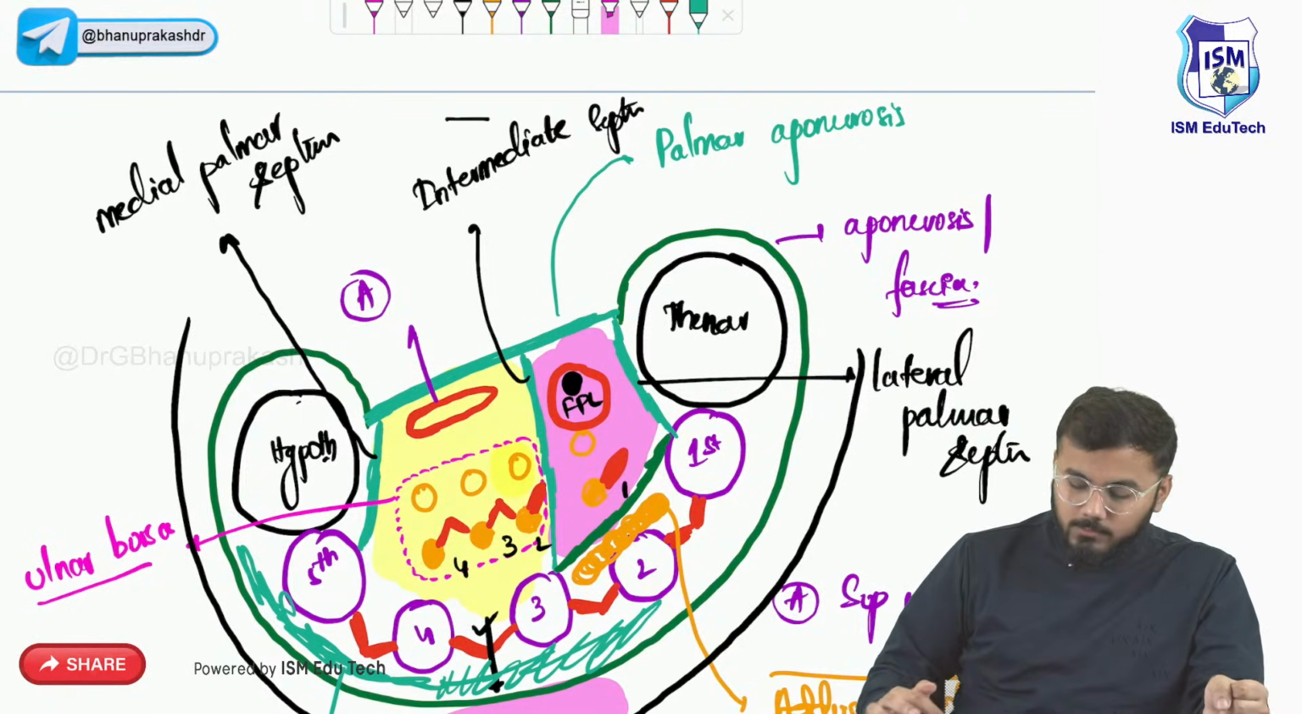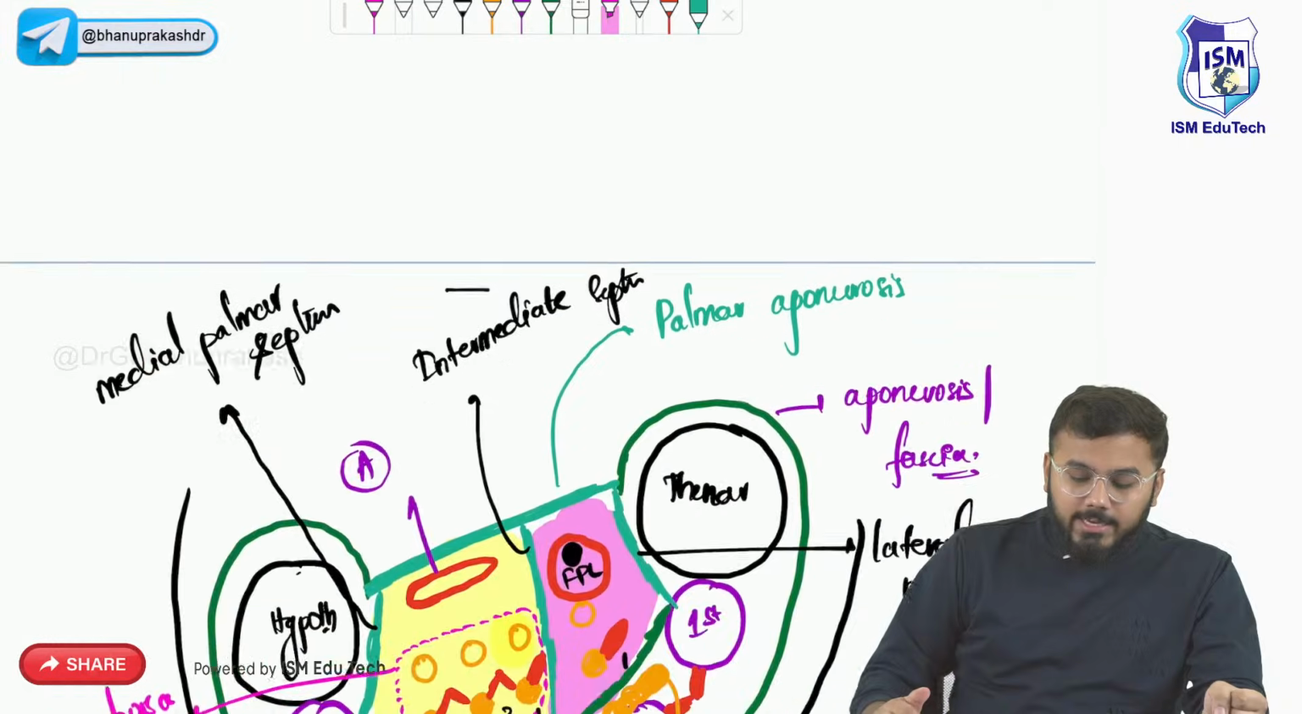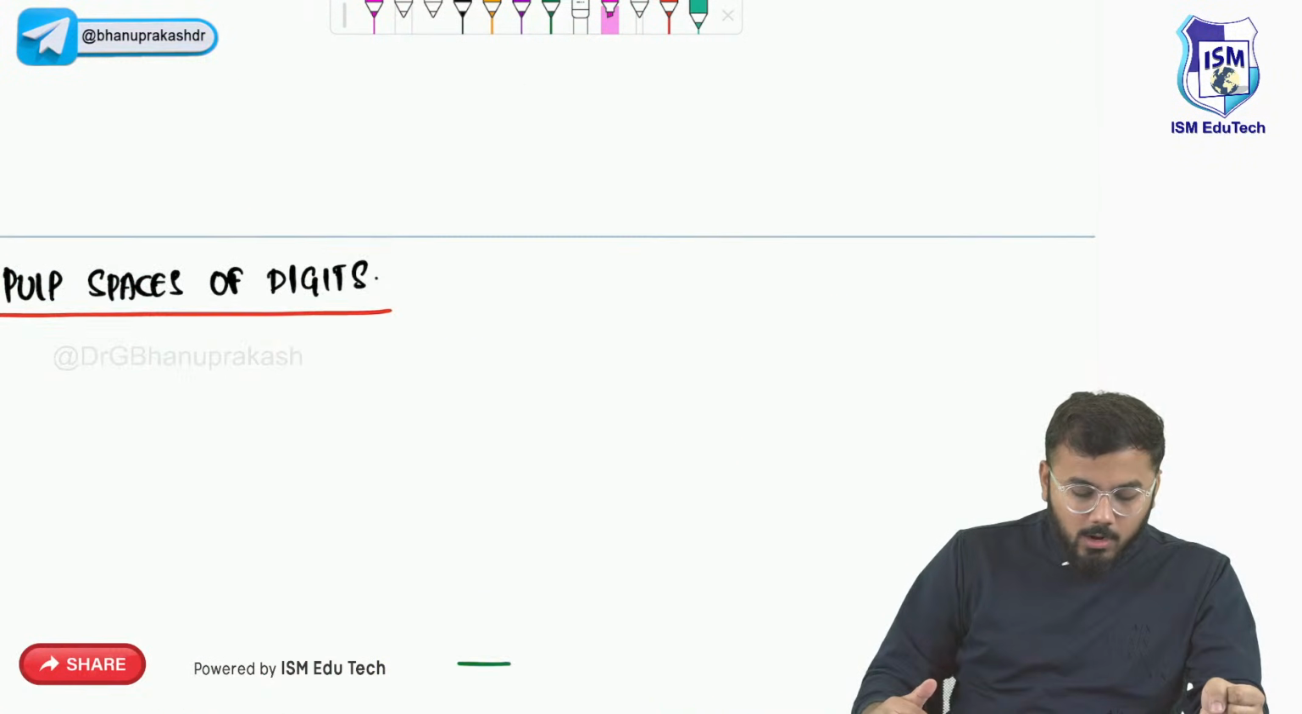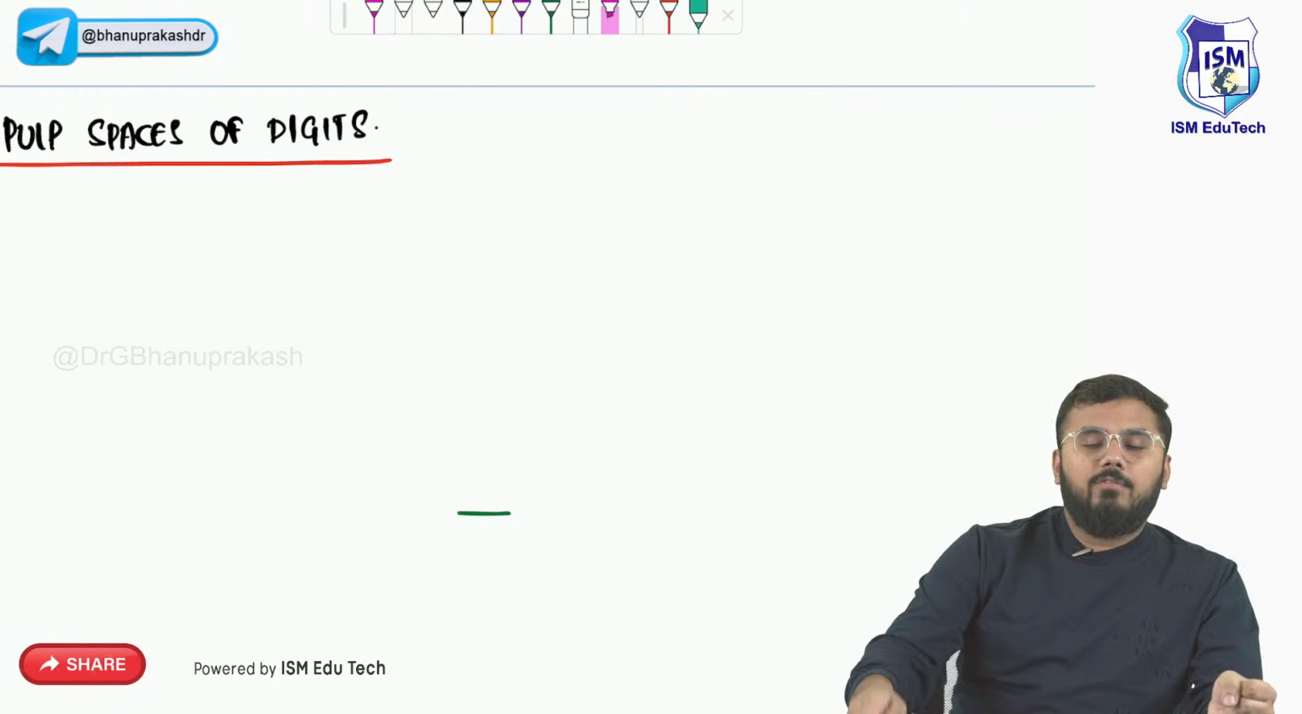Okay. Now, there is one more space. What is that space? That space is called as pulp space of the digits.